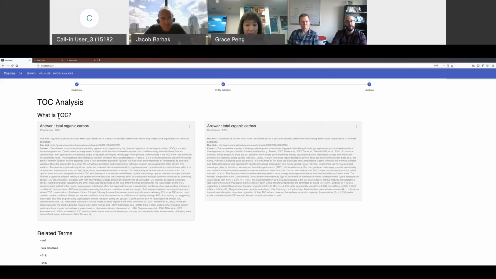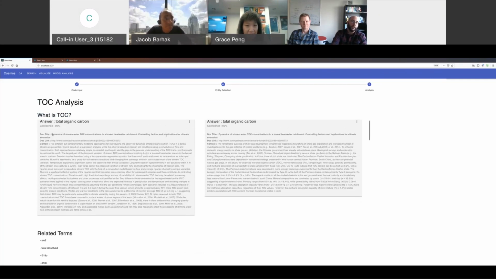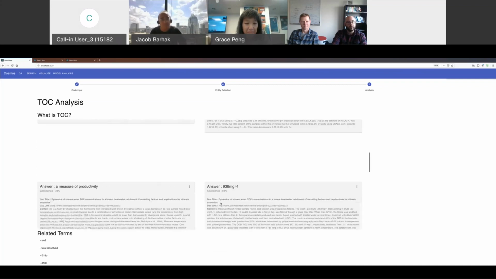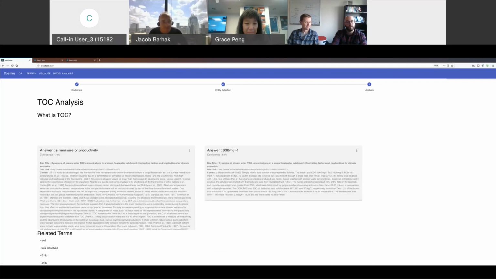And for instance, we see this answer here, what is TOC? The answers to these questions are provided directly from the scientific literature that XDD is providing to Cosmos. So you can see answers such as total organic carbon associated with different confidences, as well as links to the literature where these answers were obtained from. But more interestingly, you can see diverse answers. For instance, TOC is not just total organic carbon, but it can also be a measure of productivity, which according to Sanan is a valid definition. Yeah, it's a good one.